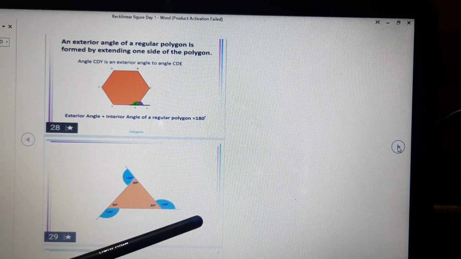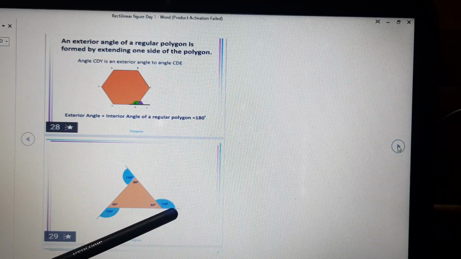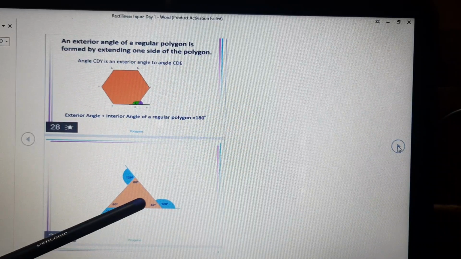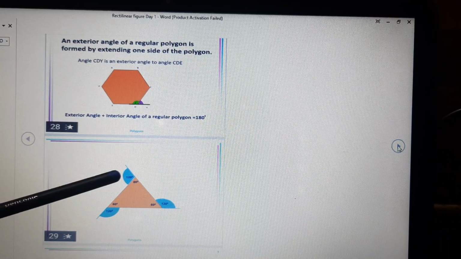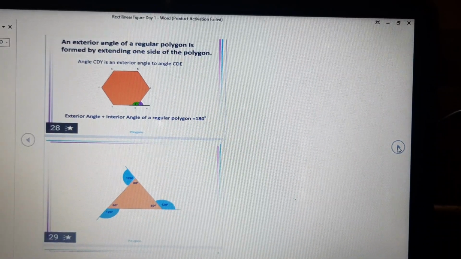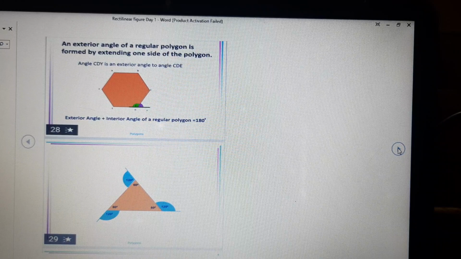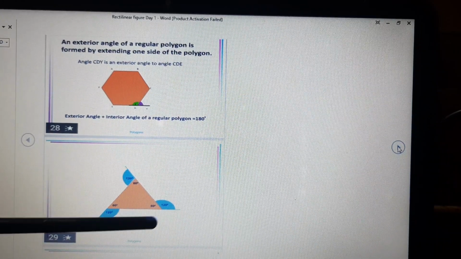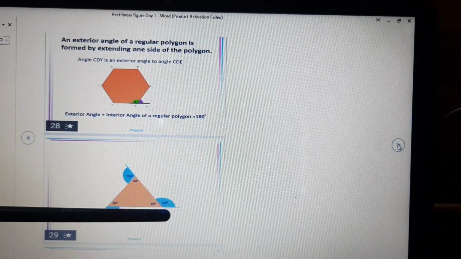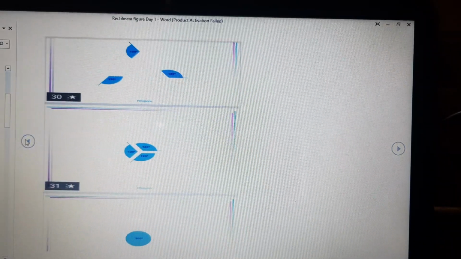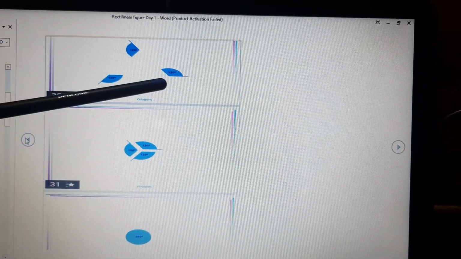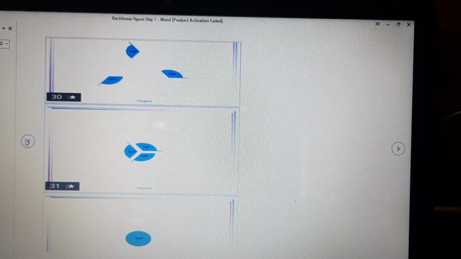They have extended this line, they have formed an exterior angle. So if the interior angle is 60 degrees, the exterior angle is 120 degrees. Likewise over here also. Now we'll do a little bit of activity. We are going to pick up only the exterior angles. We have removed the triangle from between.